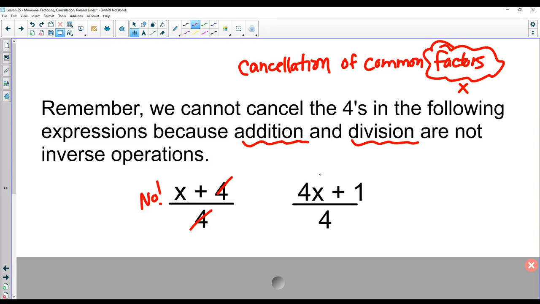Well, you might say, well, the 4 is being multiplied by the x. True, but this is still a term, and this is a term. Okay, so these are being added, so we cannot cancel here. Anytime you have more than one term in the numerator or the denominator, you can't cancel.